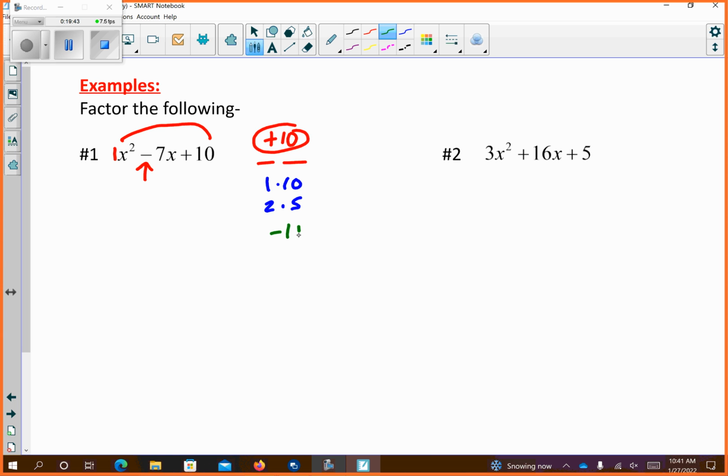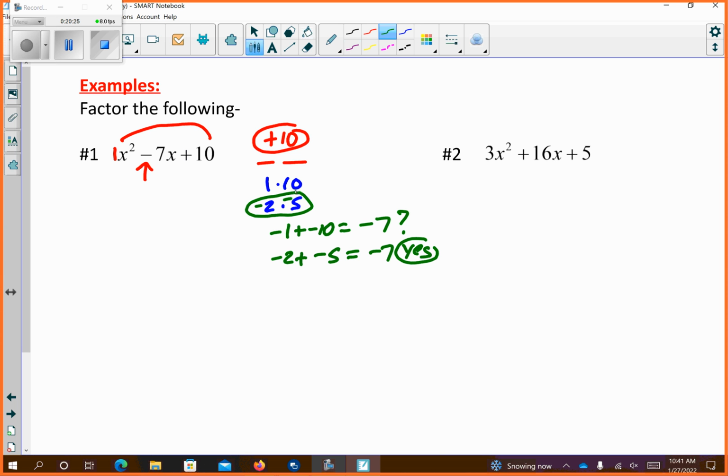is negative 1 plus negative 10 equal to negative 7? Or is negative 2 plus negative 5 equal to negative 7? Yes. Okay. So that means both of these are going to be negative. And let me stop. Do you feel comfortable with what I've done? Okay, I'll let you get caught up on copying it down. You ready? Good to go? Jay, doing all right?